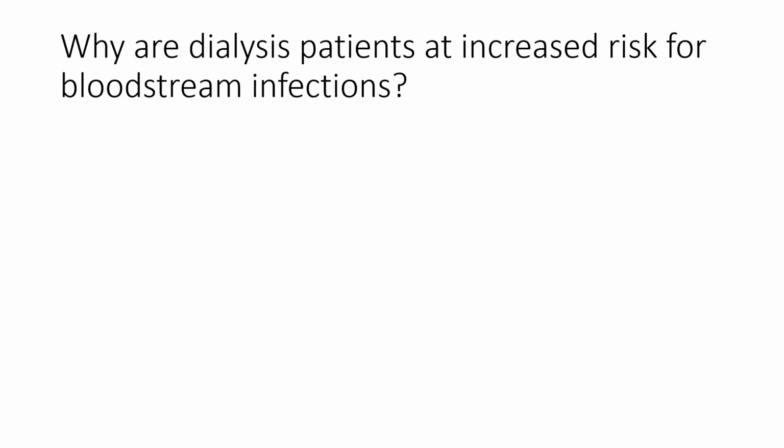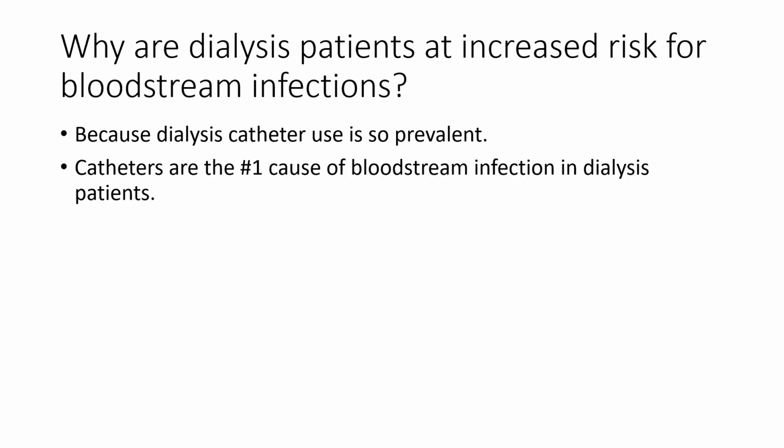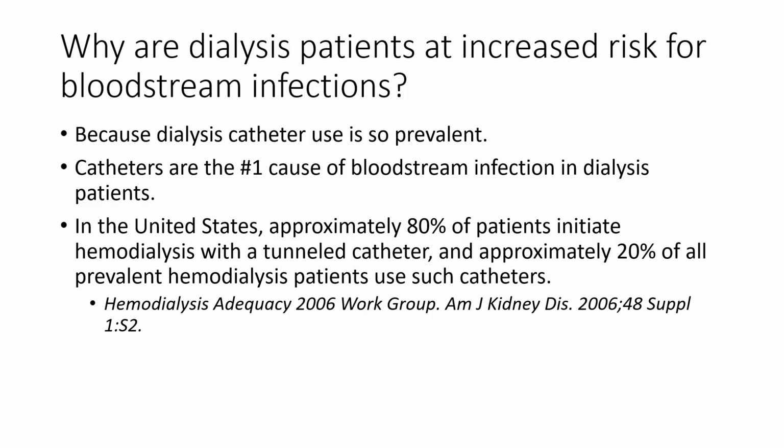So why are dialysis patients at increased risk for bloodstream infections? The main reason is because dialysis catheter use is so prevalent. Catheters are the #1 cause of bloodstream infection in dialysis patients. Now, you've heard us mention that there are so many reasons why we strongly prefer patients have a dialysis fistula or a graft, and a high risk of infection associated with dialysis catheters is #1. In the United States, approximately 80% of incident dialysis patients initiate dialysis with a tunneled catheter, and approximately 20% of all prevalent dialysis patients use catheters on a long-term basis.